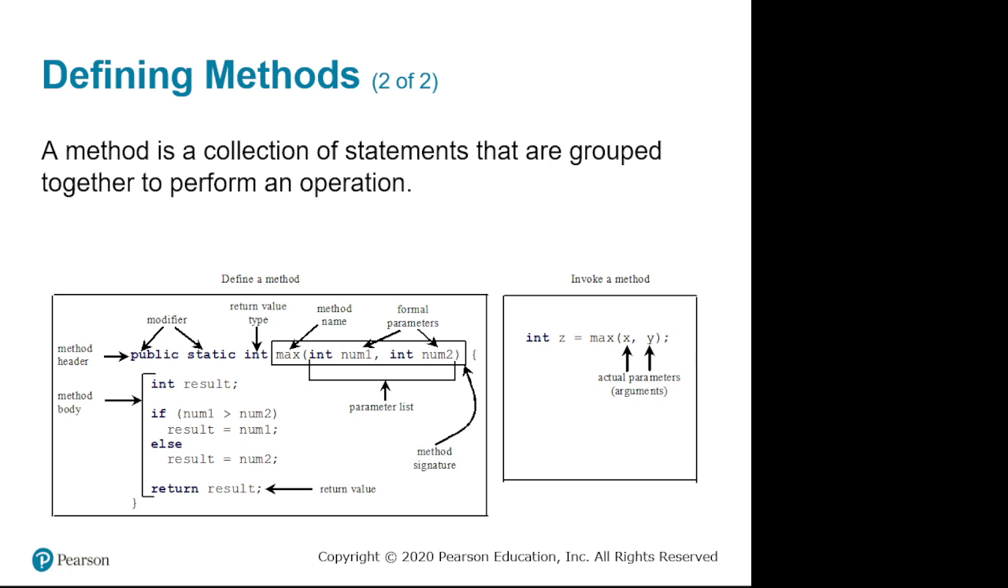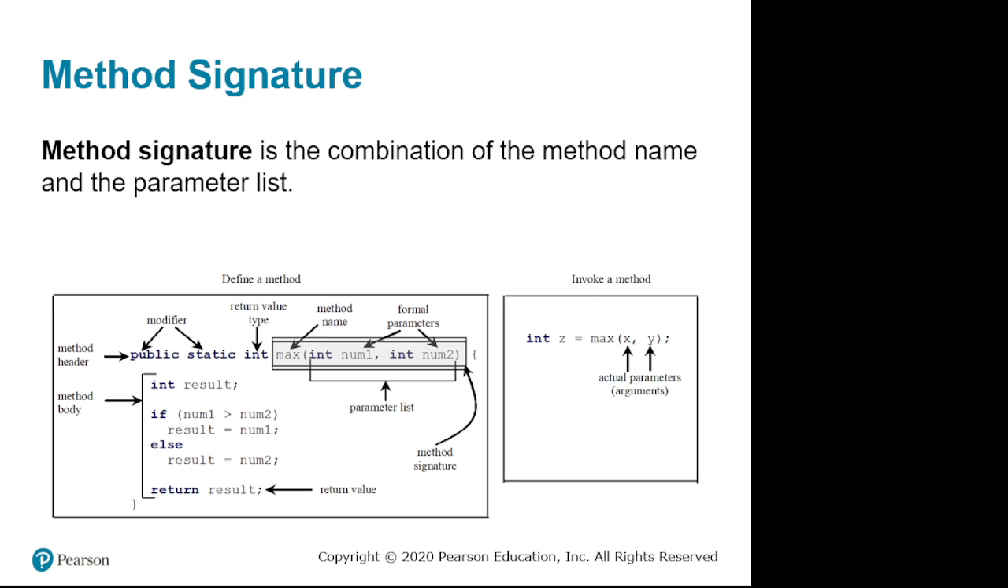So if we look at the method signature itself, it is the combination of the method name and the parameter list. And we're going to do something called overloading methods a little bit later on, where we can have the same name but different parameter lists. And that will create different methods for those.